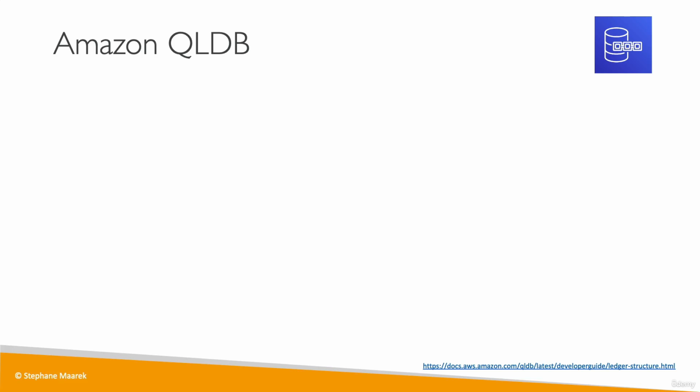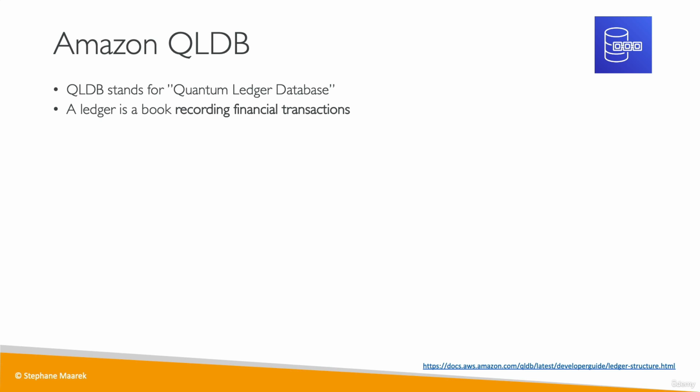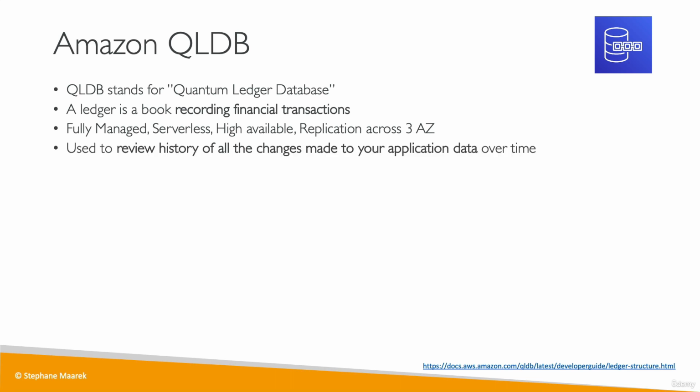Now let's talk about Amazon QLDB, which stands for Quantum Ledger Database. So what is it? A ledger is a book recording financial transactions. And so QLDB is going to be just to have a ledger of financial transactions. It's a fully managed database, it's serverless, highly available, and has replication of data across 3 availability zones. And it's used to review history of all the changes made to your application data over time. That's why it's called a ledger.